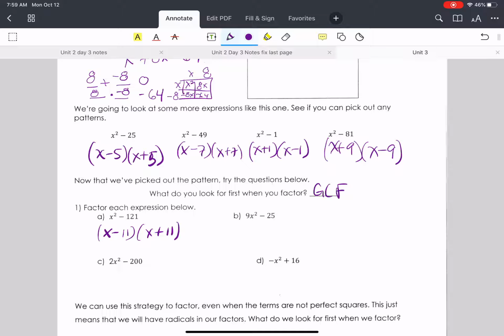Now, we haven't done one like B yet. First, is there a GCF on B? Is there a number that goes into 9 and 25? No. Okay. Does anyone have any guesses what this one might factor into? Because this one's a little different. This one's different because there's a number in front. 9 is still a perfect square, though.